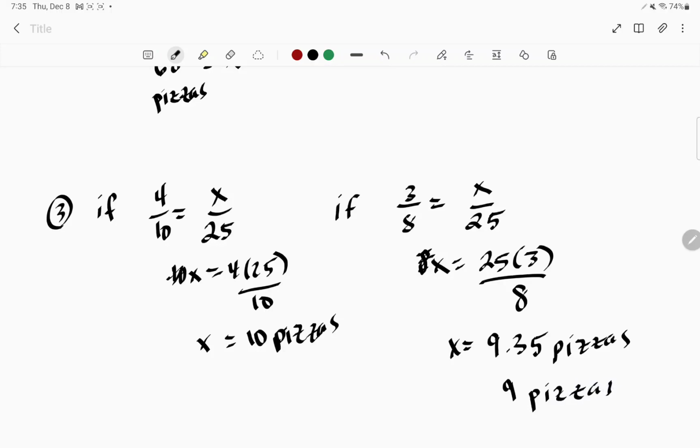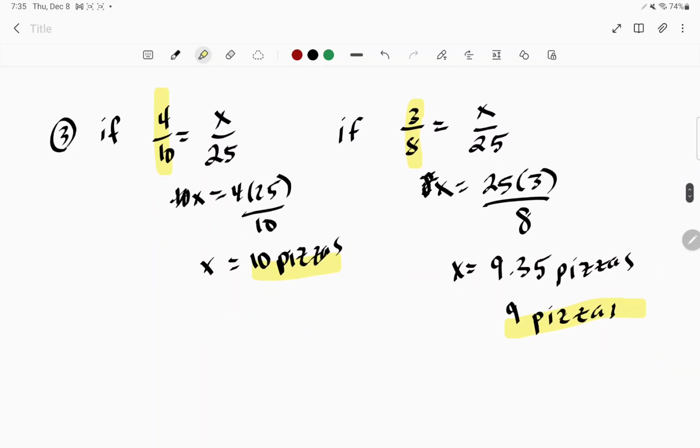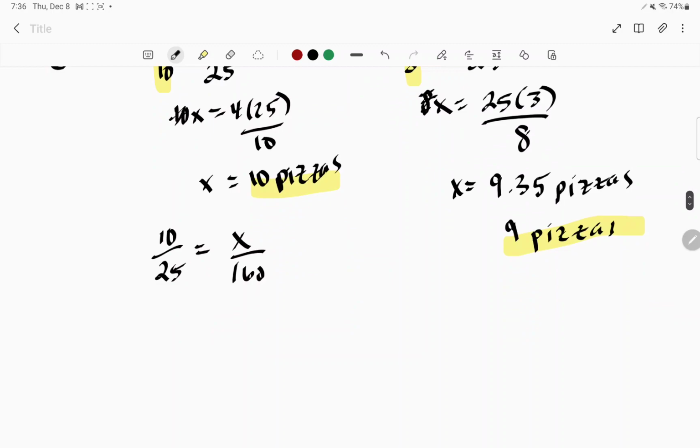Okay, so on number 3, whichever ratio you used, if you used the 4 to 10, you would get 10 pizzas per table. 3 to 8, you would get more like 9 pizzas per table. And then on number 4, it says how many pizzas should he order if everyone sits at extra large tables? So this is for all 160 campers. So it's saying if everybody sits at those extra large tables of 25, then we're going to do this one twice as well. So we're going to use this ratio of 10 to 25 for 160 people and figure out how many pizzas we would order.